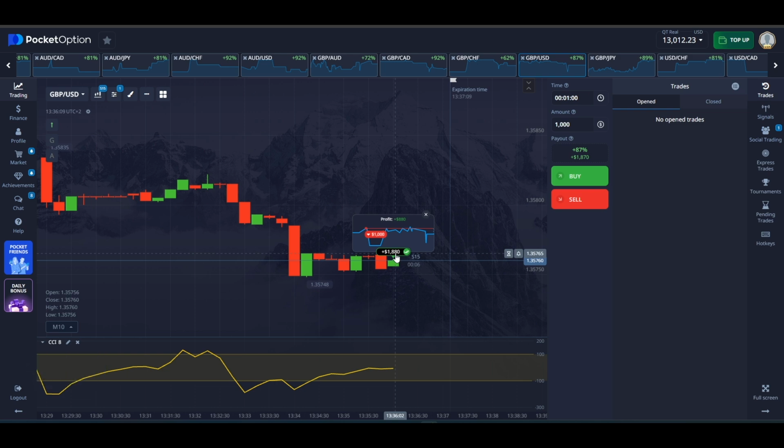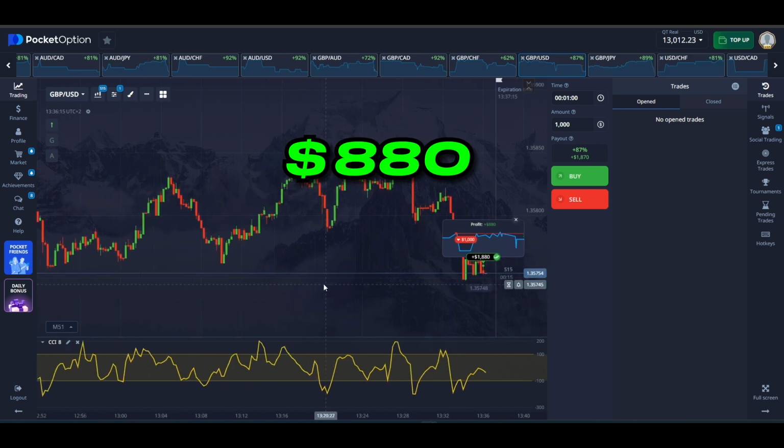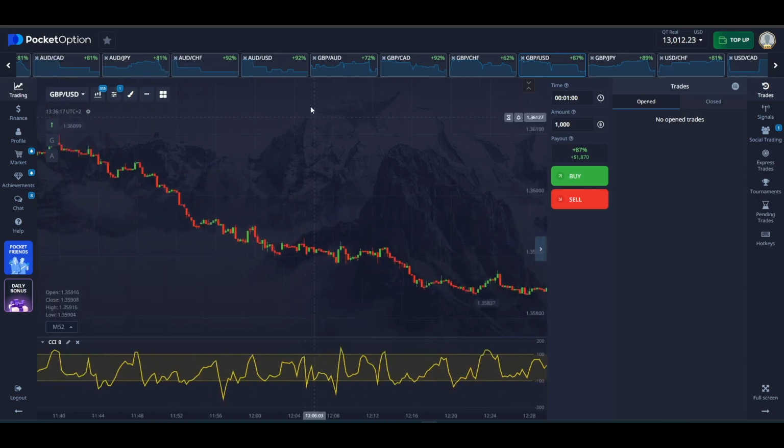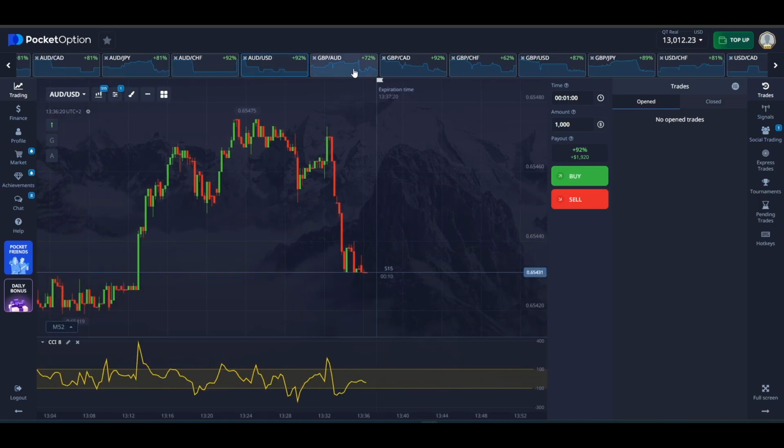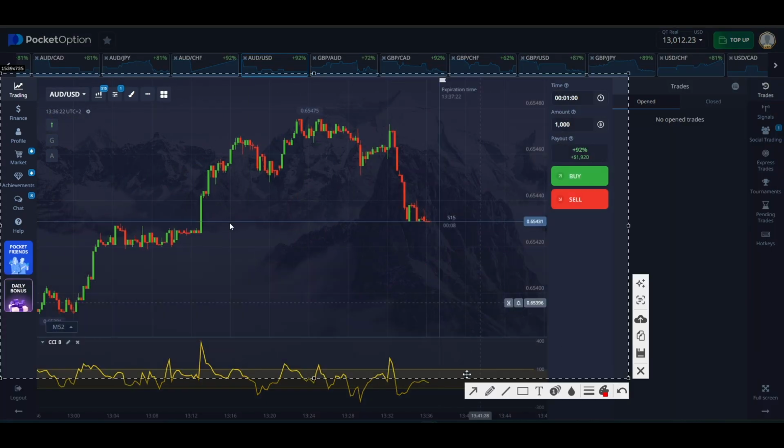An excellent second trade brings me $880. As you can see, it really is possible to earn safely even in such a strange market. And why am I focusing specifically on these movements? Because right now, the market is very unstable. This actually happens during bank holidays. But right now, the market is open, the banks are open, and these movements really surprise me.